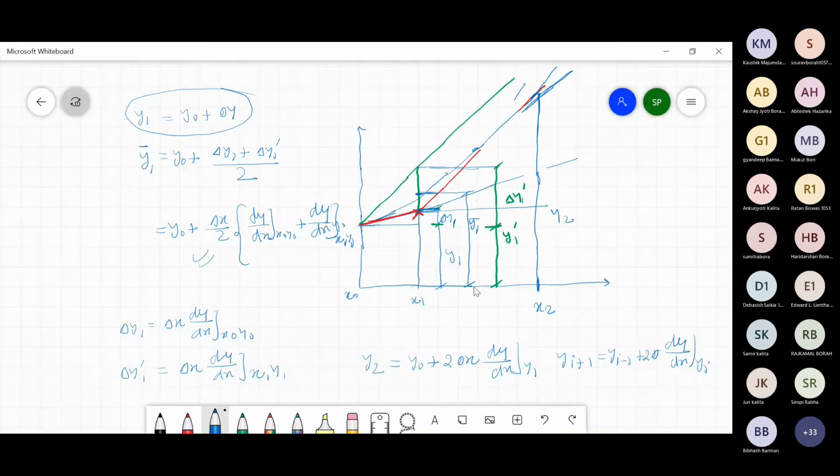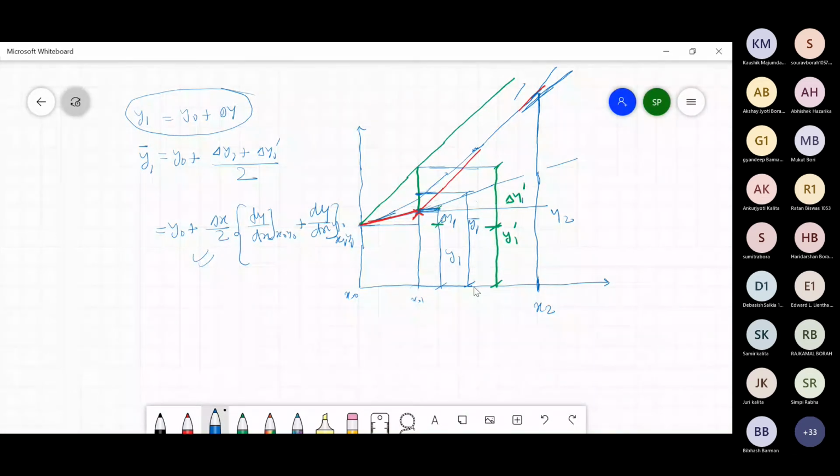So this is a little bit confusing. That's why I'm repeating it again. So y1 is equal to what? y0 plus delta x by 2. Why delta x by 2? This 2 is coming from here: average. And dy by dx at x0 and dy by dx at x1, y1. That means we are considering the slope at x0 and x1.